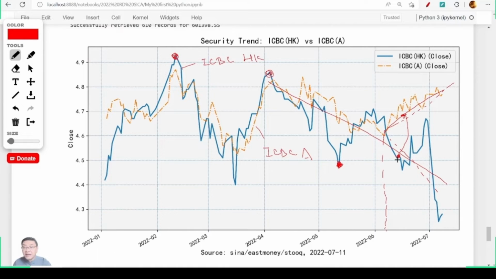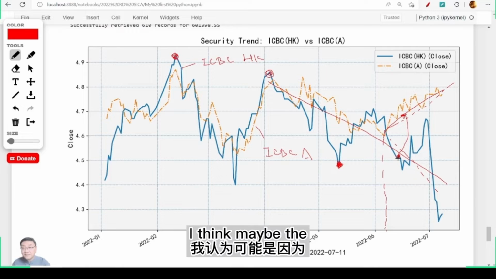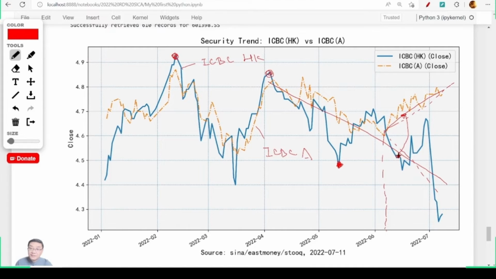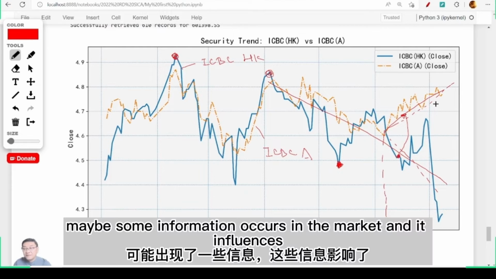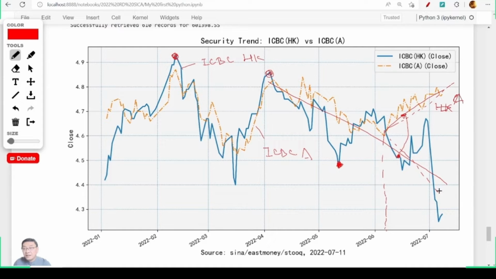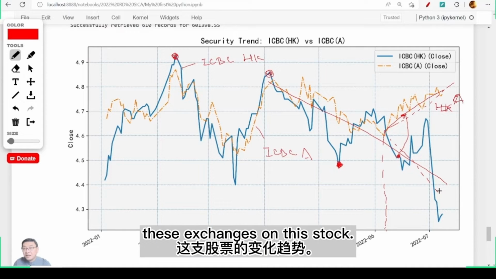What do you think? I think maybe the environment in the Hong Kong market is different from the mainland. Maybe some information occurs in the market and it influences the trading of this stock. Okay.